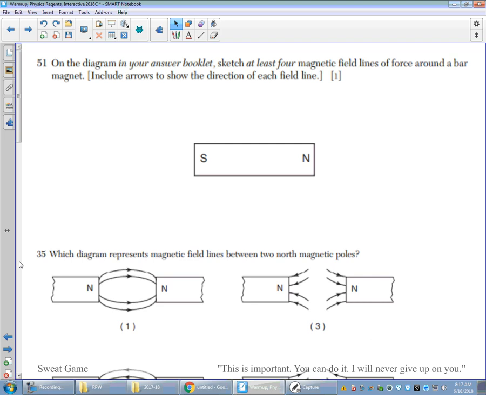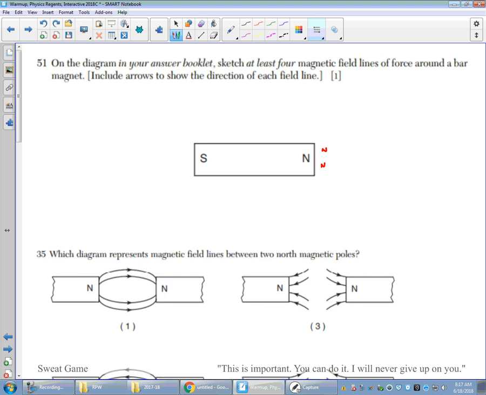Sometimes you actually have to draw them. So here's one. Sketch at least 4 magnetic field lines around the bar magnet. So what are they looking for? Well, if you're not sure, take northy and put it on. Let's put northy over here. Where would northy go if near a north pole? Well, like poles repel, similar to like charges repel. So northy would run away.